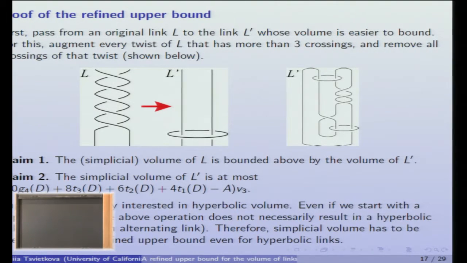in previous bounds, links were fully augmented. So this link would be fully augmented, and fully augmented links are hyperbolic. It's also not a problem if you do an alternating link, because an augmented alternating link is actually hyperbolic. However, if you do this to a non-alternating link, if you augment some twist and you do not augment some twist, then you might get something non-hyperbolic in the end.